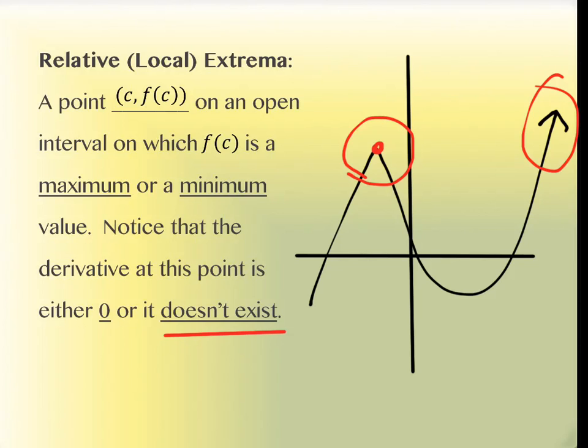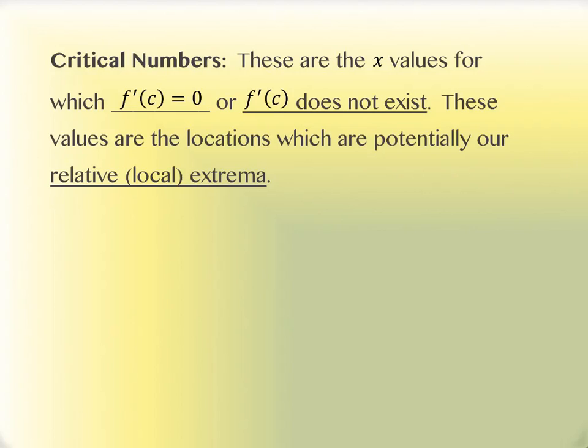There's plenty of points over here, much larger y values. So you have to talk about it in a local area. Now, these points where we have values that are either a derivative of 0 or the derivative doesn't exist have a special name. They're called critical numbers. So critical numbers are just possible places where we have maxes and mins. They are places where we have derivatives of 0 or derivatives that do not exist.